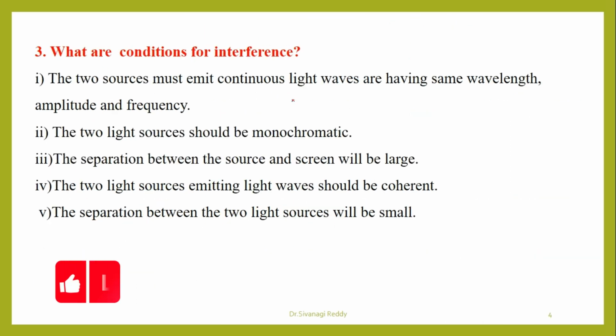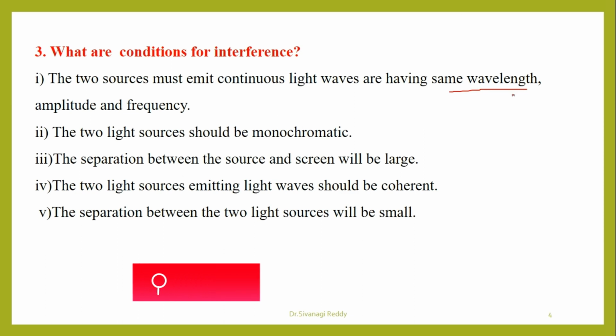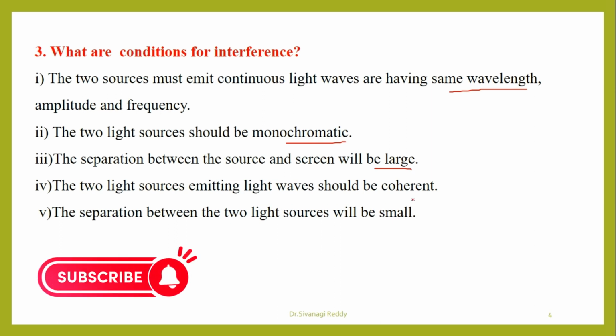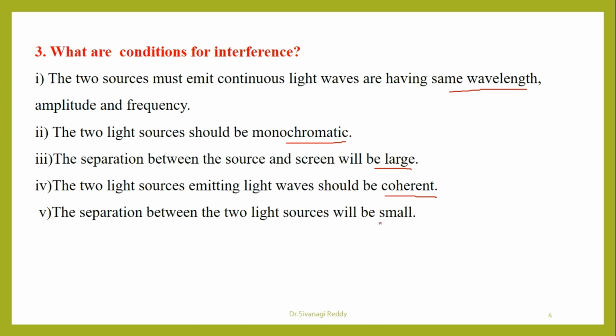Then what are the conditions for interference? Basically, light should be of the same wavelength, that's nothing but monochromatic. The separation between the source and screen should be large. The two light sources emitting the light waves should be coherent. And the separation between the two light sources should be small.